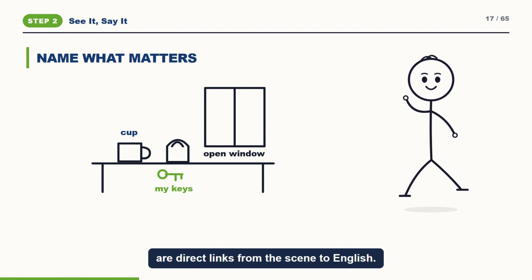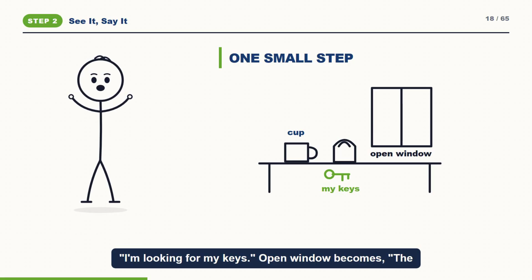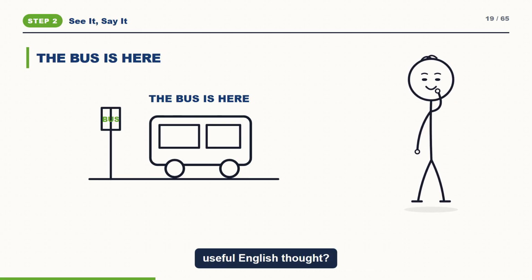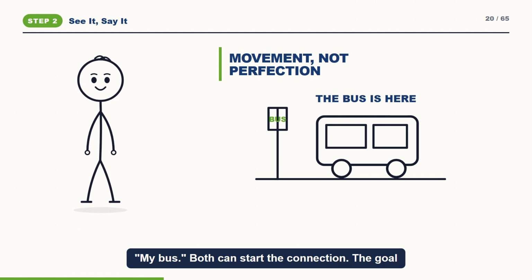Then make one link slightly bigger. My keys becomes, I'm looking for my keys. Open window becomes, the window is open. One small step is enough. Try it now. Imagine a bus arriving while you are standing at the stop. What is the smallest useful English thought? You might say, the bus is here, or simply, my bus. Both can start the connection. The goal is movement, not a perfect performance.